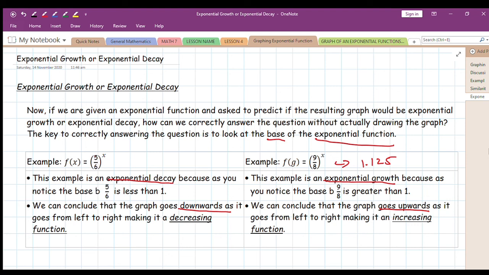So the prerequisite skill of that lesson is this exponential function or this lesson.